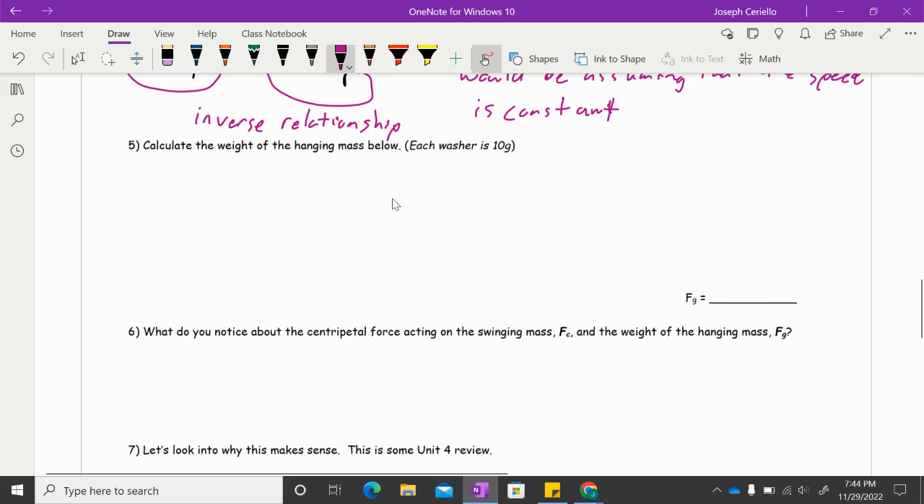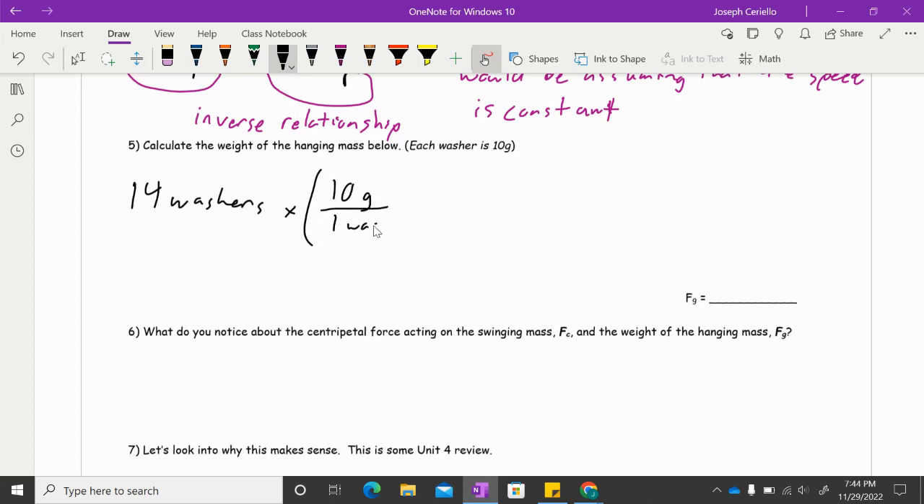So now I'm asking you to do something a little bit different. I want you to calculate the weight of the hanging mass. So if I have 14 washers, you should be using a different number. And each one has a mass of 10 grams. I'm going to multiply this by my conversion factor, 10 grams per one washer. Number of washers cancels. And I get 140 grams, which we should know is 0.14 kilograms.